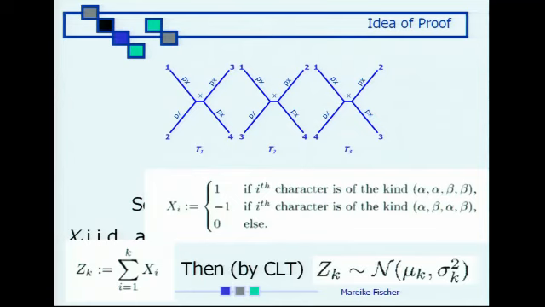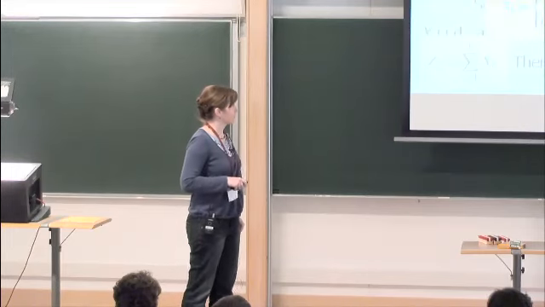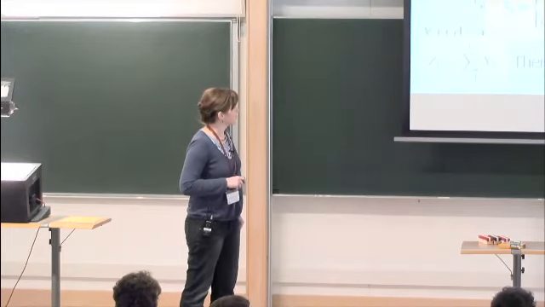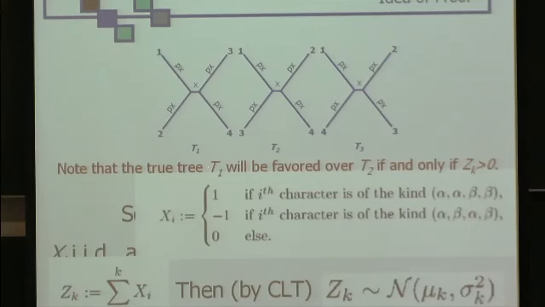So the nice thing then for this sum is that if we assume that these xi are IID, then by the central limit theorem or some variation of it, basically this sum is normally distributed. And note that this zk says something about T1 being better than T2, but we can do the same thing for T3 as well.